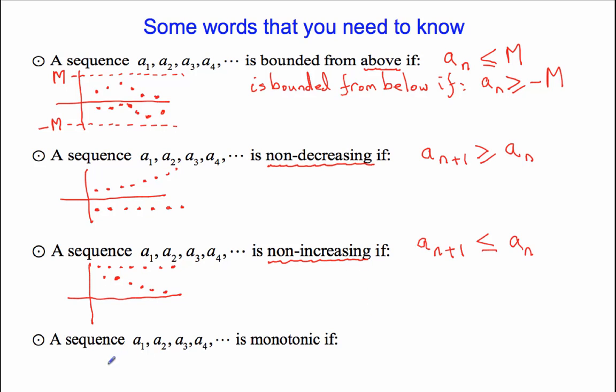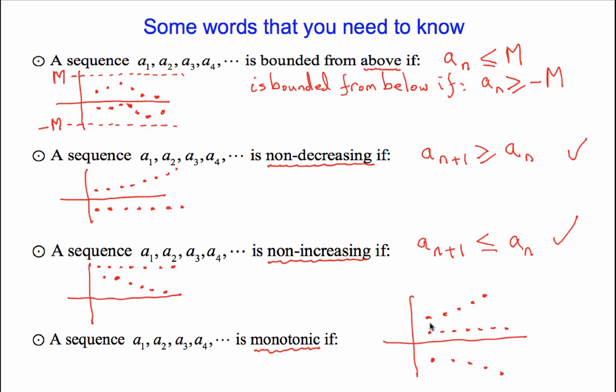And finally, here is a fancy word. A sequence A1, A2, A3, A4 is called monotonic if it is either non-decreasing or if it is non-increasing. So either this condition or this condition is enough to make it monotonic. Now what does that mean? It means that this is fine. This is a monotonic sequence. This is a monotonic sequence because it is constant. So it is the equality sign in either this or that. Or it could be this, which is a decreasing sequence, and this too is monotonic.